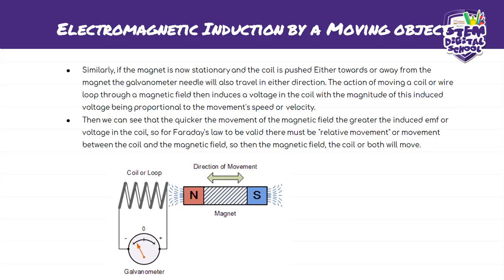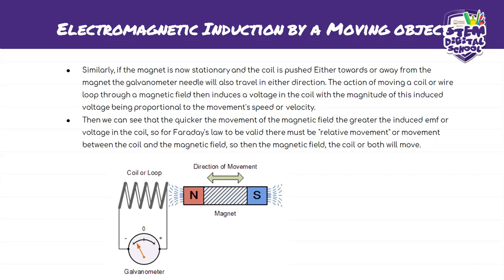Okay, so then we can see that the quicker the movement of the magnetic field, the greater the induced electromotive force, or EMF. Okay, EMF is basically a voltage. Electromotive force is a voltage, and here we're specifically talking about the voltage in the coil.